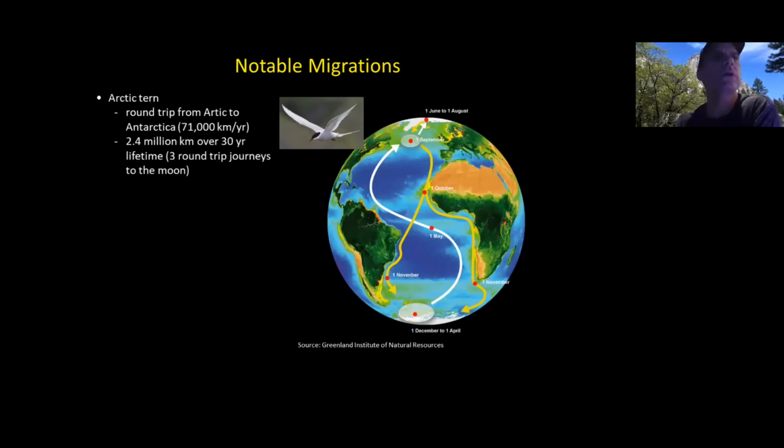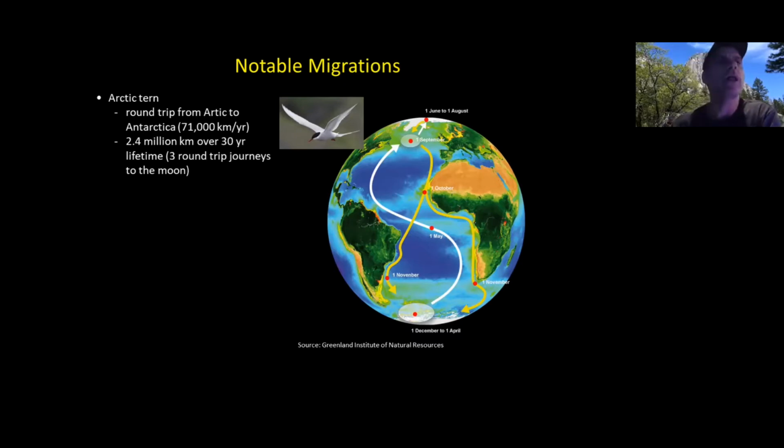And as an illustration of just how far animals will go to meet their needs, consider these examples. An Arctic tern migrates from the Arctic to the Antarctic and back again every year. That's a 71,000 kilometer per year journey. That's by far the longest migration in the animal kingdom. So over its 30-year lifetime, that's about 2.4 million kilometers, or 3 round trips to the moon. So that's not too bad for a bird that weighs about as much as a bar of soap.